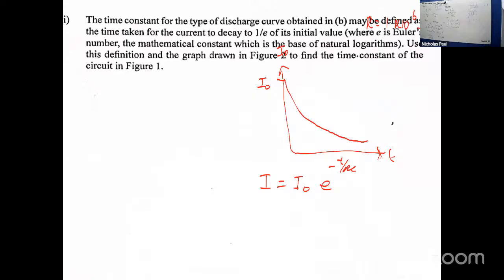The question says that the time constant for the type of discharge curve obtained in part B may be defined as the time taken for the current to fall to 1 on e of the initial value. Remember that? What was the original value? 17. So I naught was 17 microamperes, right? Nice. Use this definition and the graph to find the time constant.